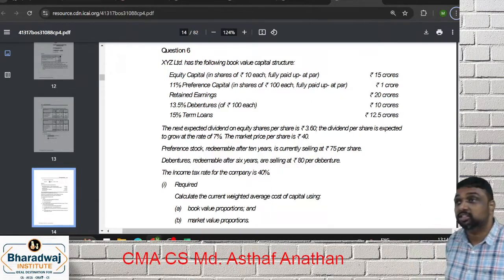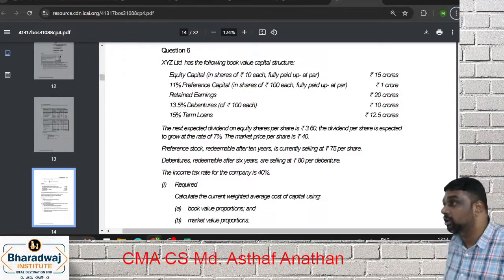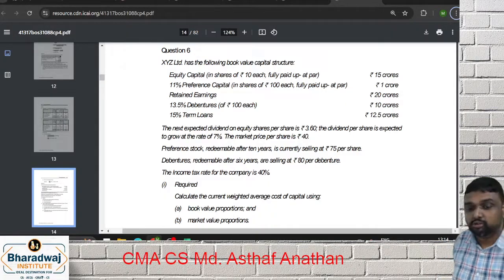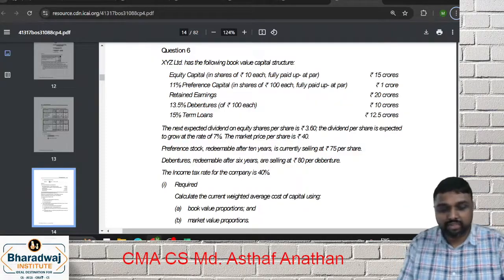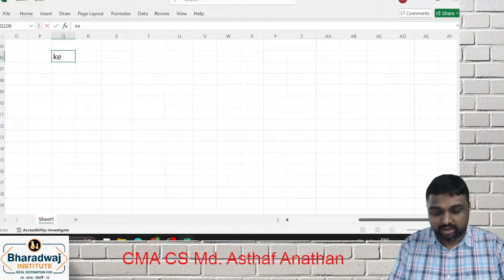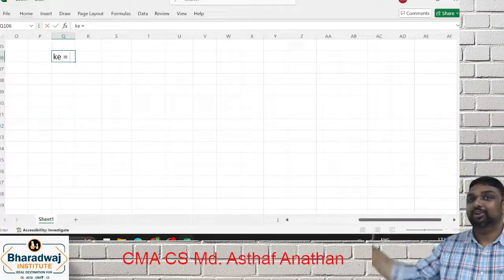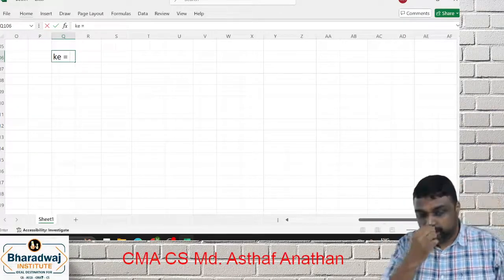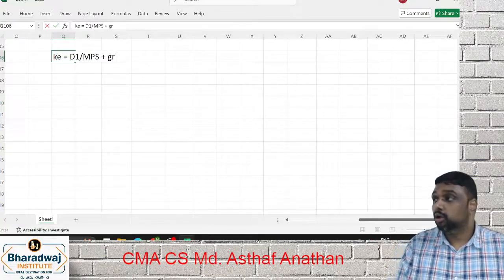Compute the weighted average cost of capital on book value and market value basis. First, you have to calculate KE, KD, KP, everything. My dear friends, first we will go for KE. Which method will we approach for KE? Can anyone tell me? Whenever the growth rate is given, you have to go for the growth model only. So D1 by MPS plus growth rate.